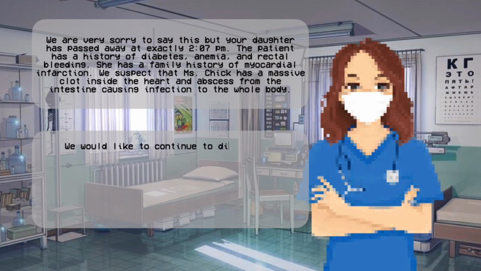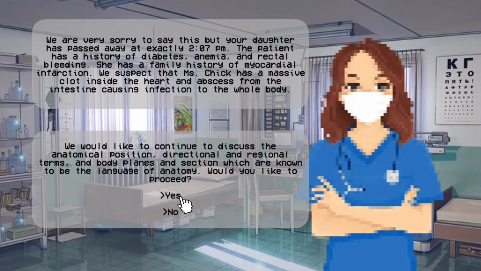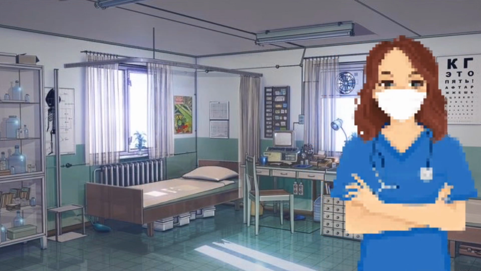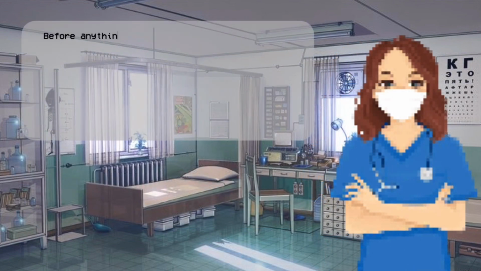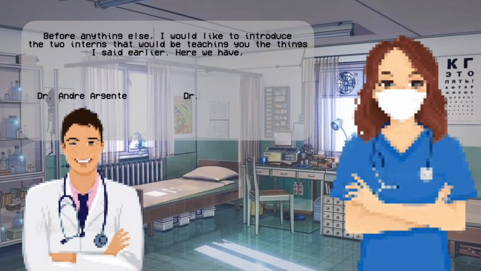We would like to continue to discuss the anatomical position, directional and regional terms, and body planes and section, which are known to be the language of anatomy. Would you like to proceed? Before anything else, I would like to introduce the two interns that would be teaching you the things I said earlier. Here we have Dr. Andre Argente and Dr. Andre Alejandro.